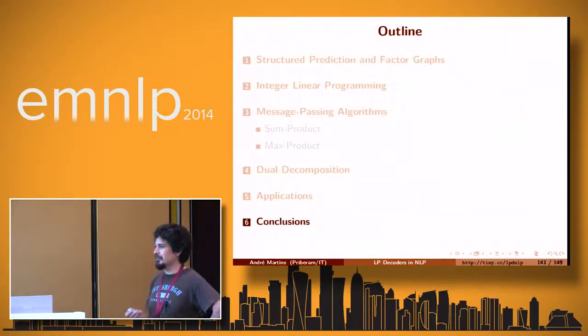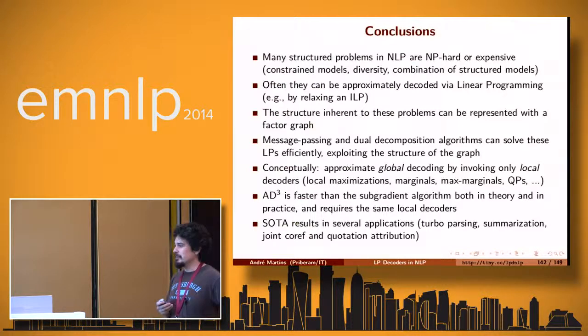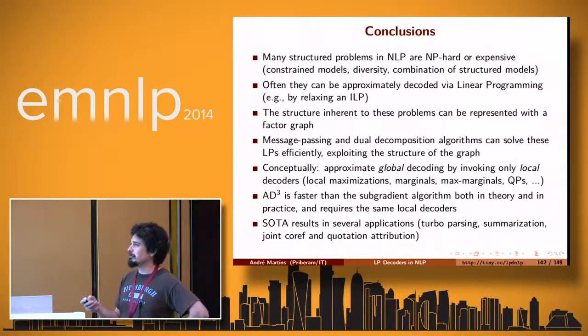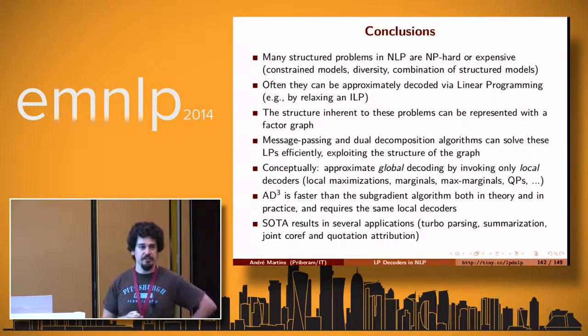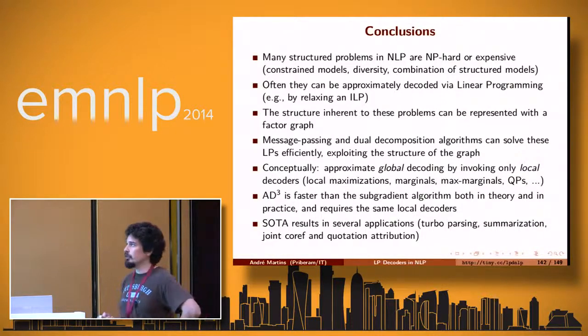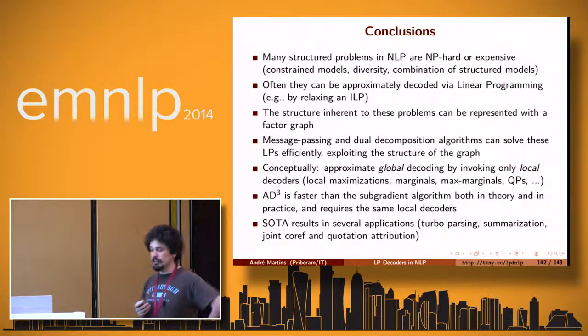All right, so let's conclude. This has been a very long tutorial. We have seen that many structured problems in NLP are NP-hard or very expensive. Problems that involve global constraints, problems where you want to promote diversity, where you want to combine two or more structured models. So the kind of decoders that we talked about here are particularly suitable for problems of these kinds. We have seen that many of these problems, we can approximately decode them by relaxing an integer program.